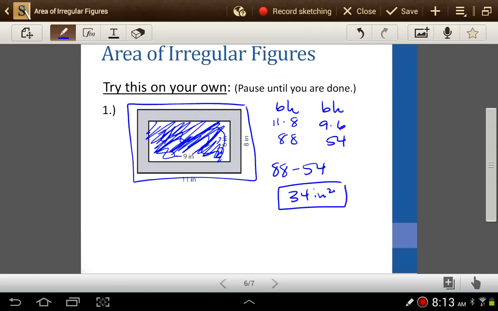34 inches squared. Now, you could have found this by breaking this object maybe into 4 rectangles. 1, 2, 3, 4. You could have done some math and found what the size of each one of them is. You do have enough information for that. But that, I think, would be more work than finding the area of the big rectangle, finding the area of the small one, and subtracting it.